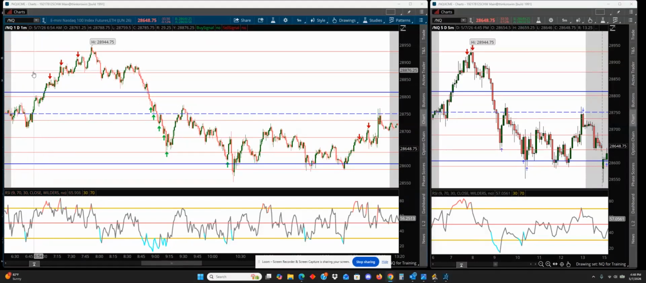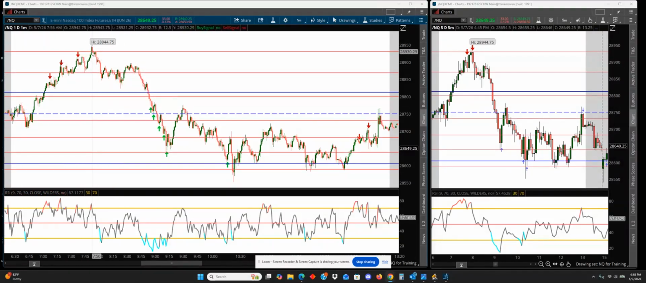Those are moves I sometimes don't trade. Sometimes I do, depending on where I am in terms of my trading mindset. But what I really like to trade is this area right here.